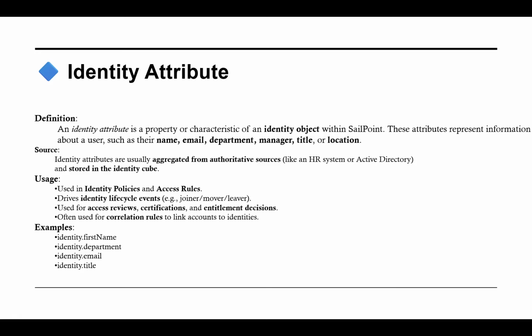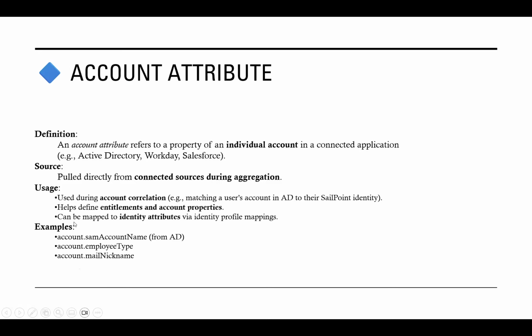And how do you fetch the data? By using a snippet like identity.firstname, identity.department, identity.email, whatever is the attribute name: identity.attributename. Whereas account attribute refers to a property of an individual account in a connected application.